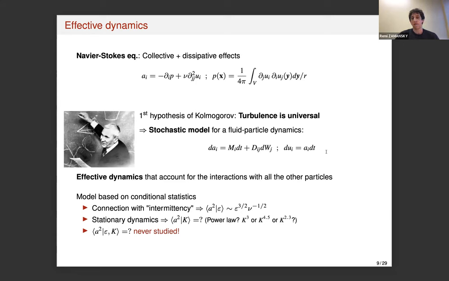To build that kind of stochastic model, what will be very helpful is to have the statistics of the acceleration that are both conditioned on the local dissipation rate and the local kinetic energy. And to my knowledge, it has not been studied, and that's what I propose to look at first.